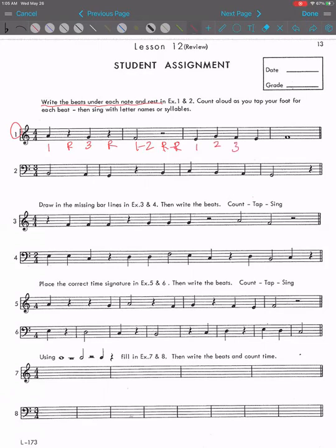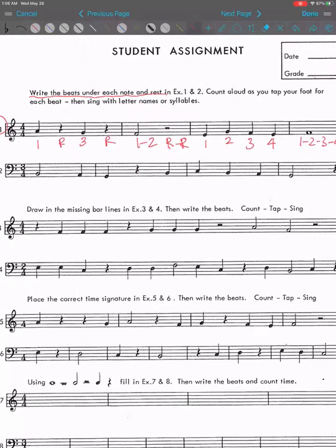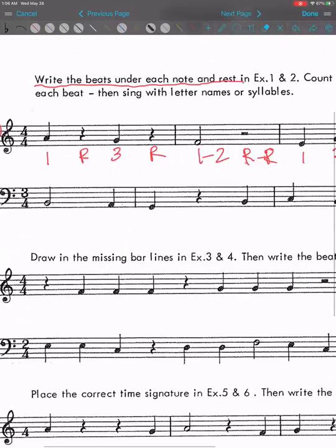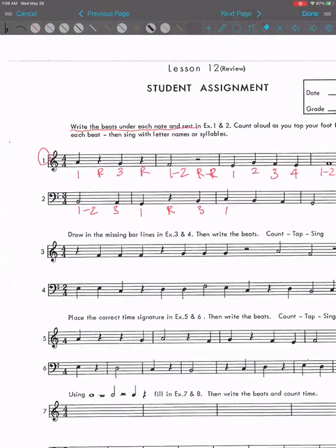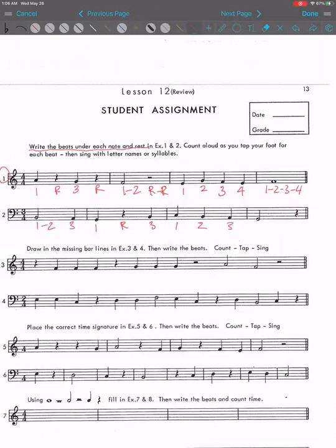1, 2, 3, 4. 1-2, -3, -4. And here 3, 4. So it has 1, 2, 3. 1, rest, 3. And then 1, 2, 3. 1-2 and rest.